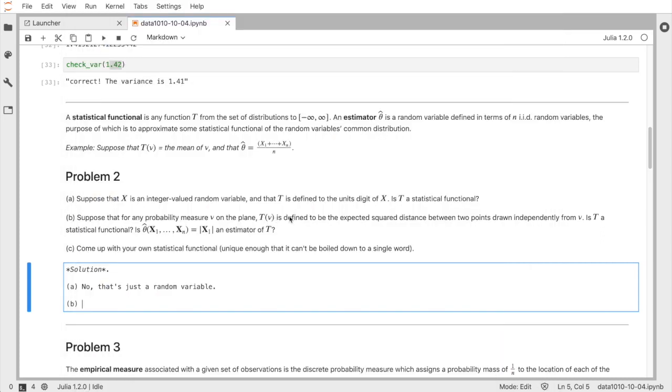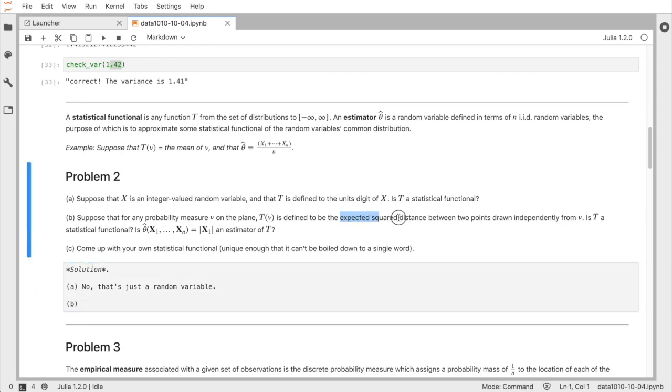So t of nu is defined to be the expected squared distance between 2 points drawn independently from nu. And we're wondering, is this a statistical functional? So the domain-wise, definitely fine, because we define t of nu where nu is a distribution. So t is definitely a function that takes distributions as input. And the question is, do we get a number as output? So what is this saying to do? Find the expected squared distance between 2 points drawn independently from nu.